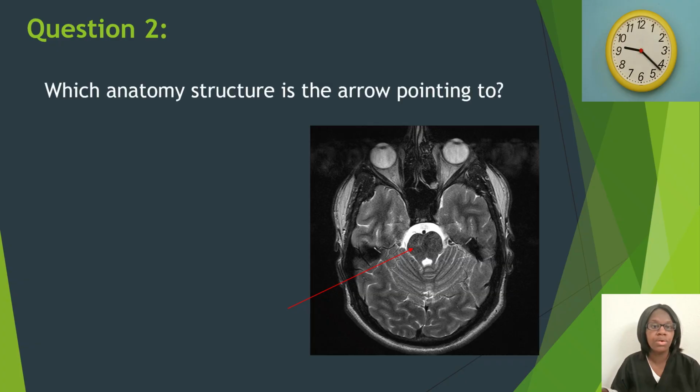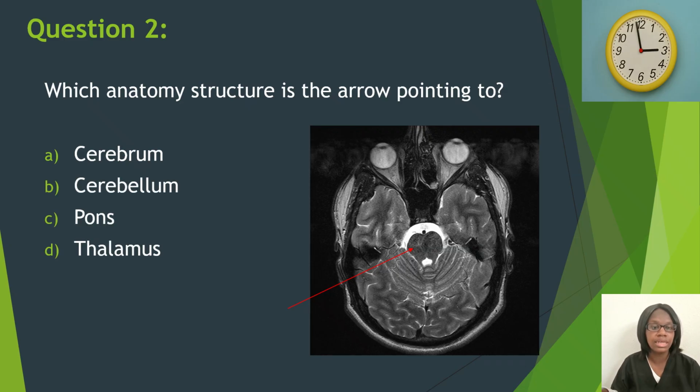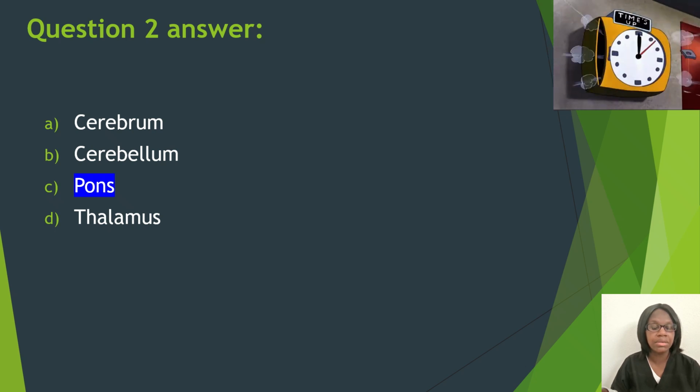Question two, which anatomy structure is the arrow pointing to? A, cerebrum, B, cerebellum, C, pons, D, thalamus. All right, the correct answer is C, pons.